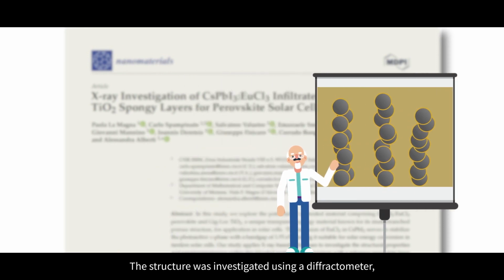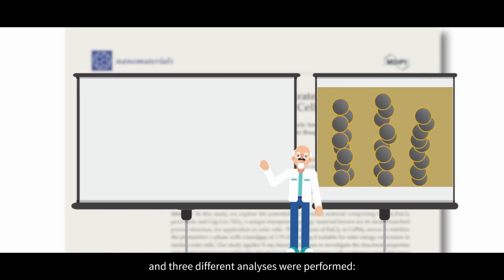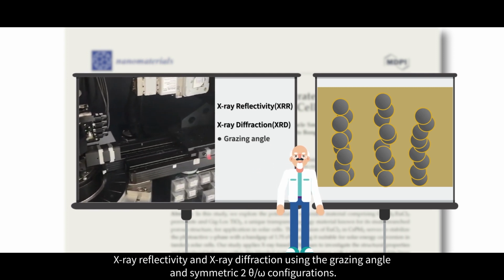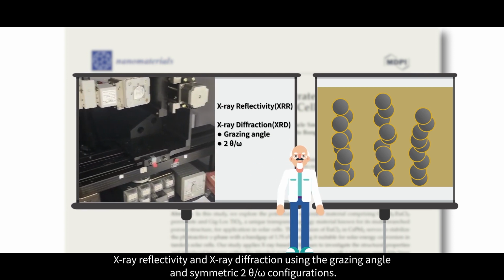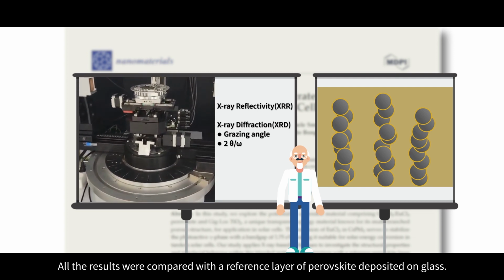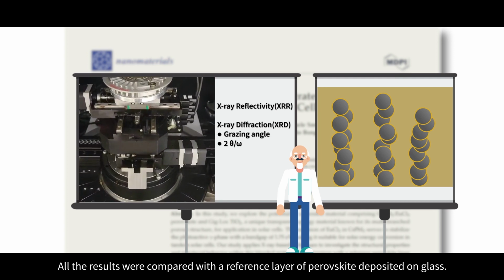The structure was investigated using a diffractometer, and 3 different analyses were performed: X-ray reflectivity and X-ray diffraction using the grazing angle and symmetric 2 theta or omega configurations. All the results were compared with a reference layer of perovskite deposited on glass.